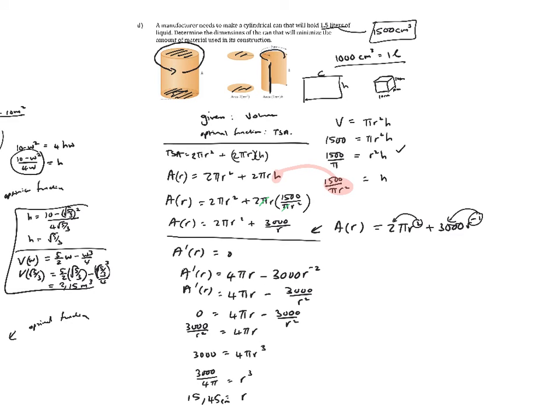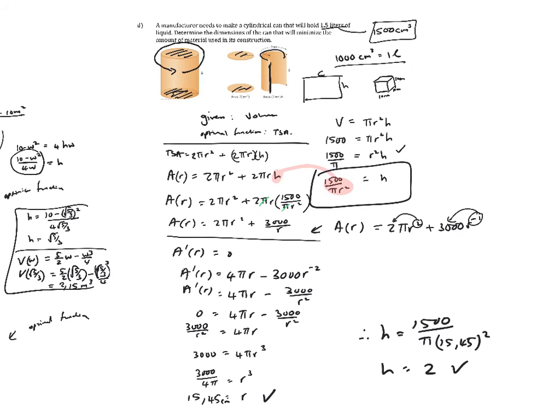We need to find the height. So therefore the height, just substitute that back, is then 1500 divided by pi r squared, so in other words 15.45, all of that squared, so that is then equal to, then you get 2 for that one. So therefore the radius is equal to that, and h is equal to that. That will optimize, so minimize, the material use. Okay, I think that's quite a nice question.